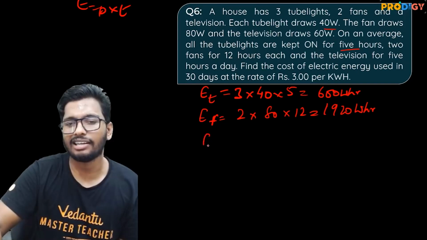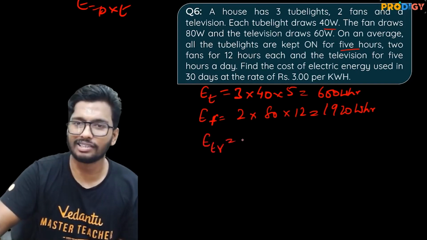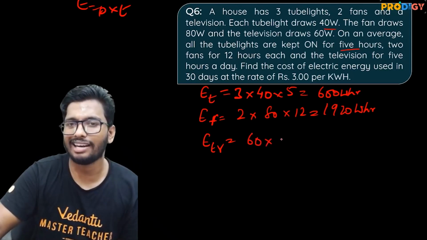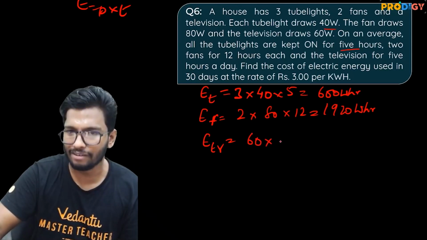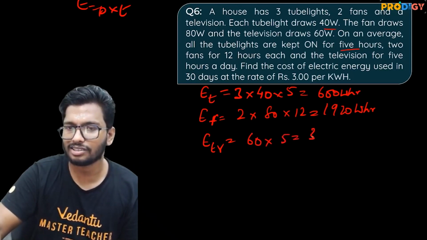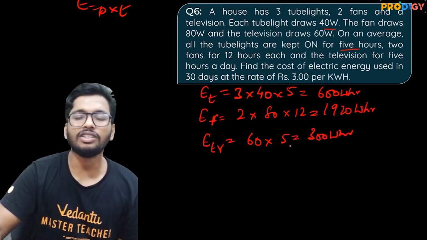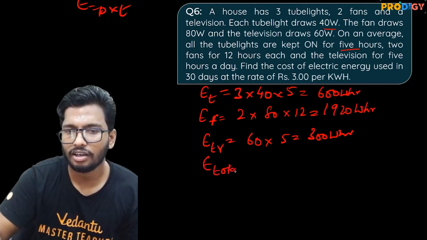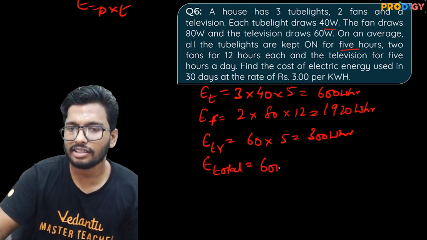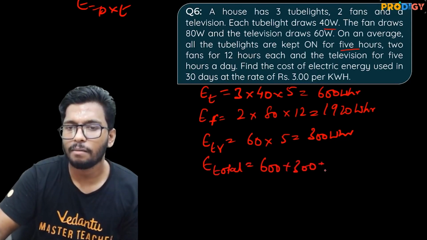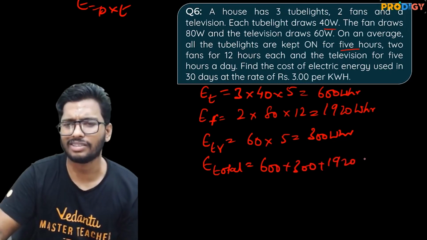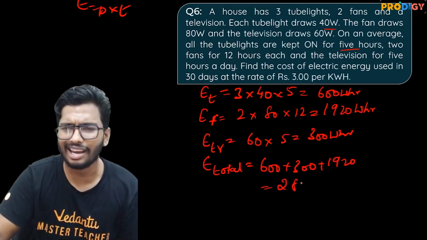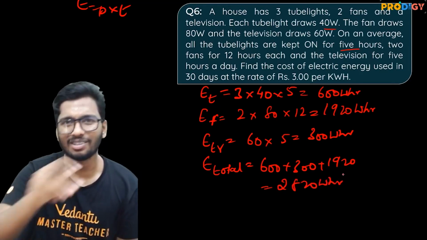Now to find out the energy consumed by the TV. Once again, there's only one TV and it has a power of 60 watts and it is on for about 5 hours a day. So 5 into 6 is 30, that's 300 watt hour. First of all, let's find out the total energy now. The total energy consumed is 600 plus 300 plus 1920, which is nothing but 900 plus 1920, which you will get as around 2820 watt hour. Again, guys, I've already done the calculation.